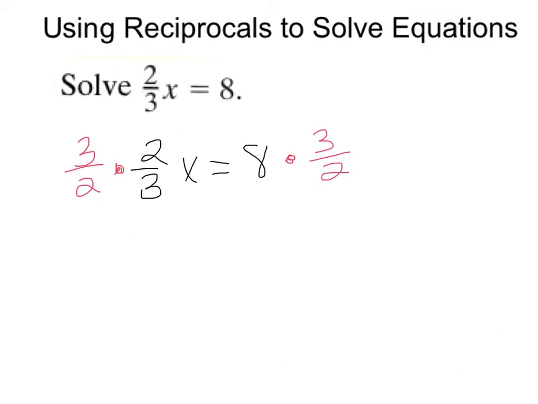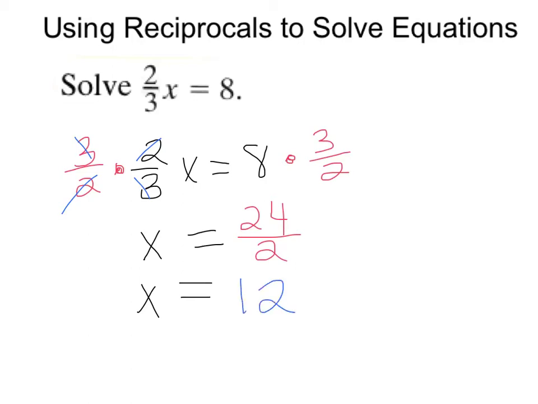So the reason this works is the 3's cancel out and the 2's cancel out. So that makes everything but the variable go away. Your variable comes down by itself, your equals comes down. Then we have 8 times 3 is 24. There's no denominator on 8, so your denominator stays the same. Then that's an improper fraction, so we need to simplify. 2 goes into 24 evenly, so our answer is 12.